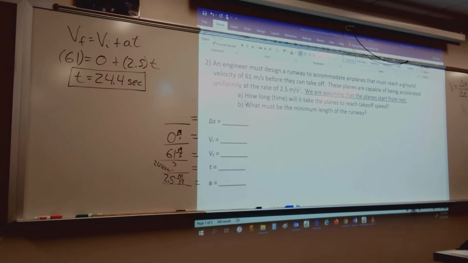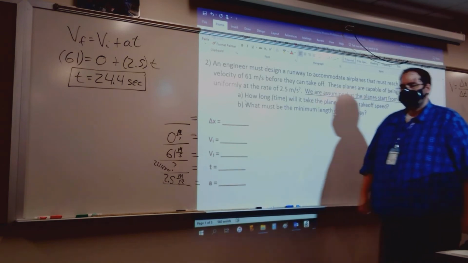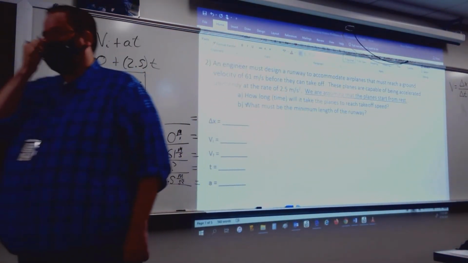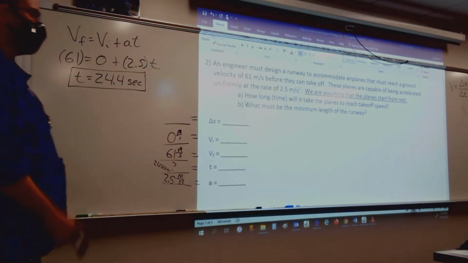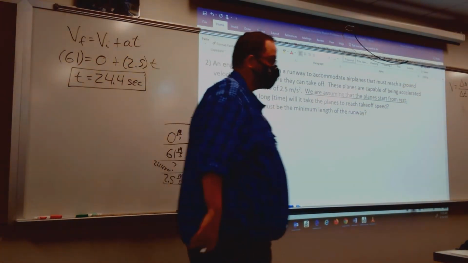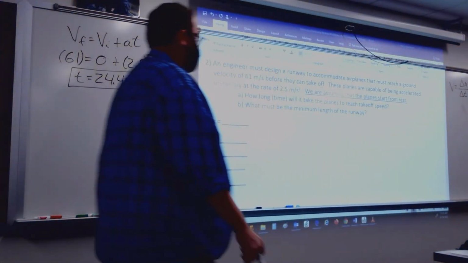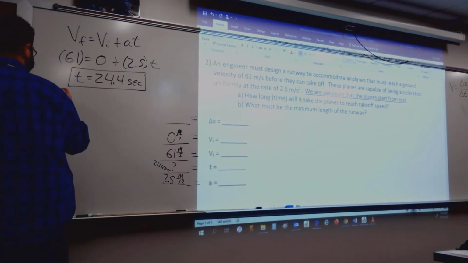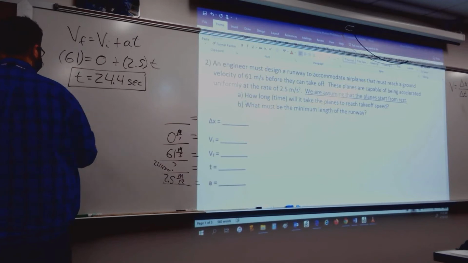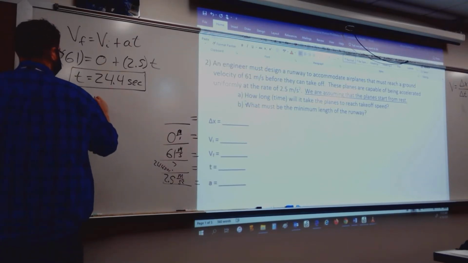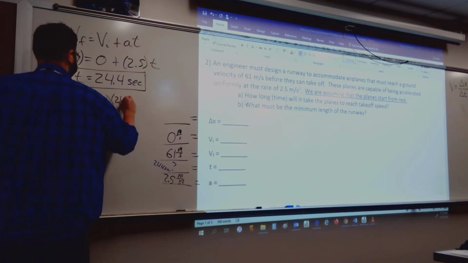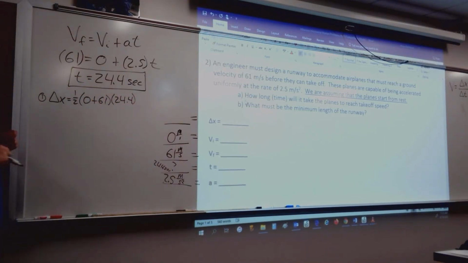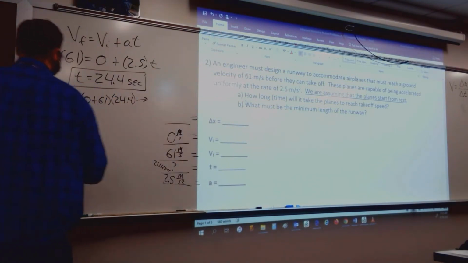So what I'm going to show you is that you can pick whatever equation you want. I'm going to show you the work of all 3 equations to say that if your time is correct, you should have the exact same answer for all of them. I'm not going to write out the equation just because of the amount of writing this is going to take. But for the first equation, delta x equals 1/2 times 0 plus 61 times 24.4. Somebody said, why would you use number 4? Here's one of the reasons in just a second. So we'll see what we get for the first equation.